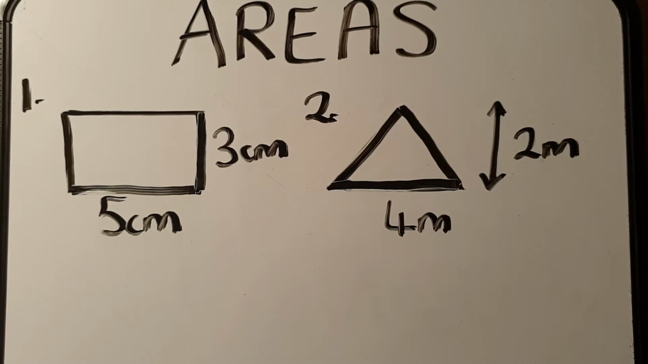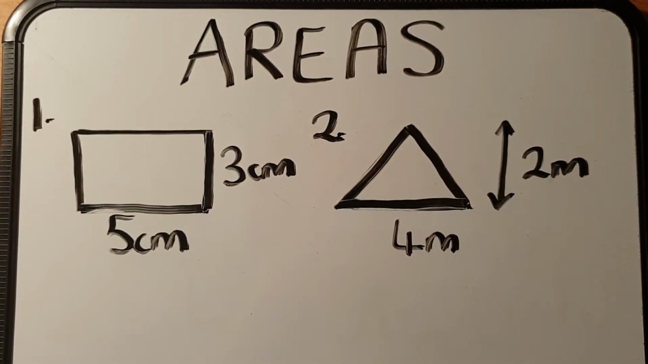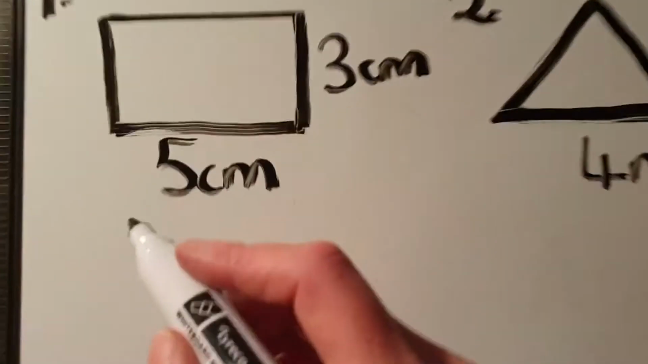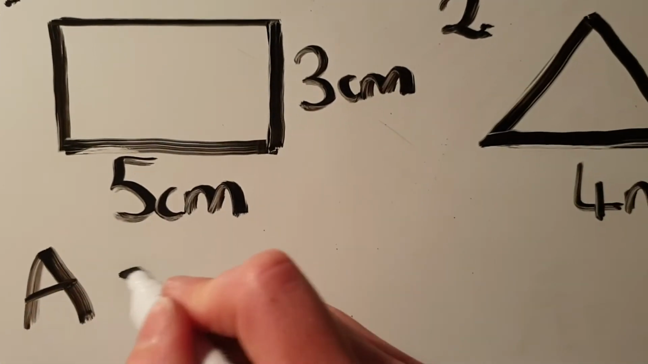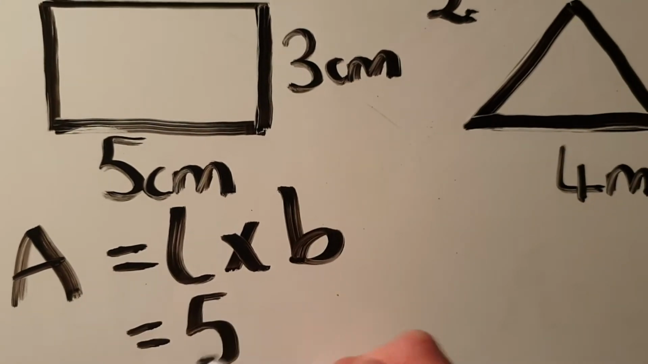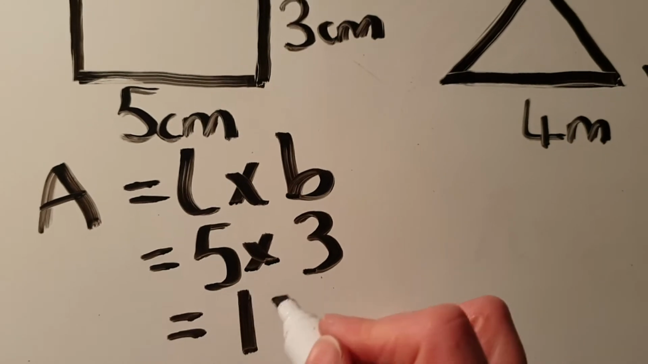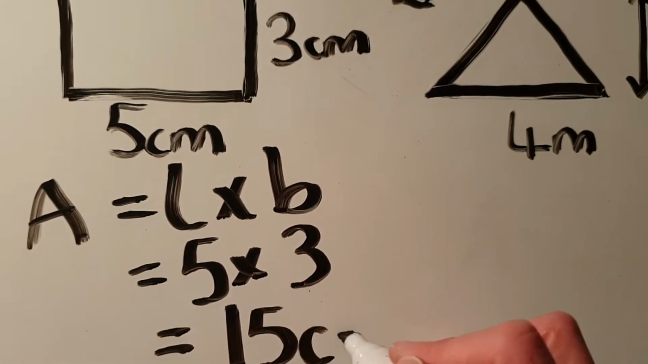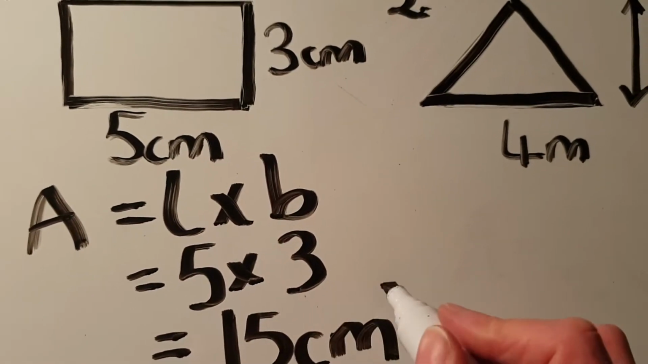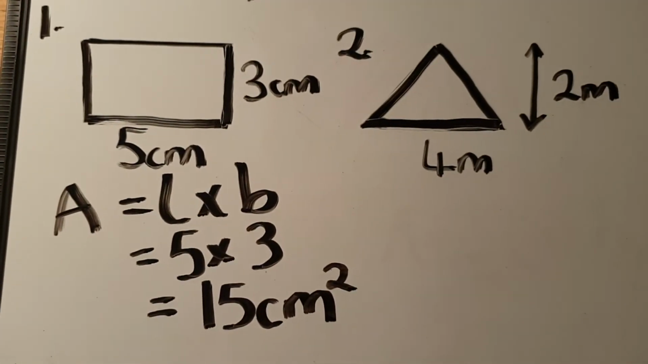Okay, moving on to examples. So the first one's a rectangle. So you would write your formula, A equals L times B for length times breadth. The length's just normally the longer side and the breadth is the other one. So 5 times 3 is 15. The units are centimetres, but it's area, so you put a little squared unit on it.